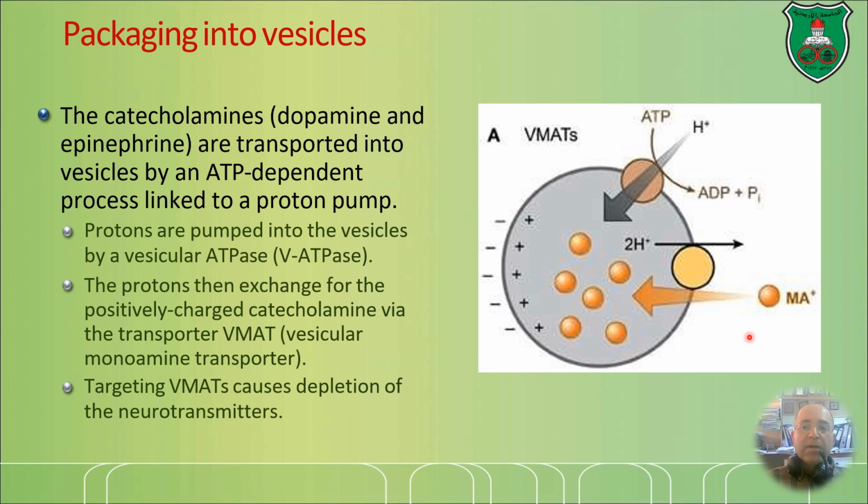neurotransmitters. And this transporter right here, the VMAT, the vesicular monoamine transporter, can be targeted by certain inhibitors or drugs, leaving the monoamine neurotransmitters in the cytosol for a longer time, where they can be inactivated enzymatically, and that causes depletion of these neurotransmitters.